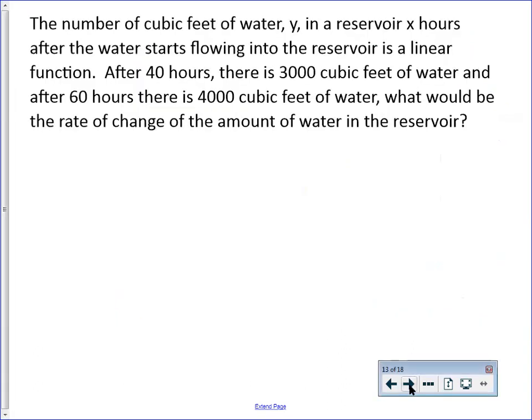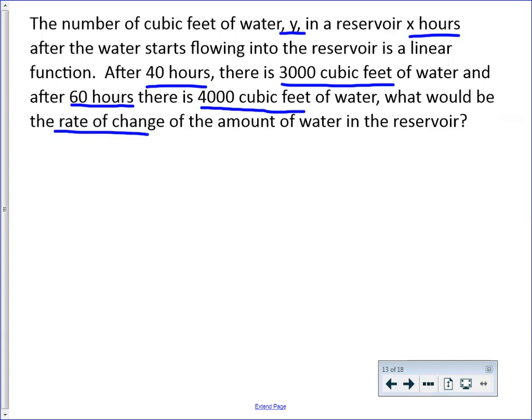All right, we got this word problem. The number of cubic feet of water, Y, in a reservoir, X hours after the water starts flowing into the reservoir, is a linear function. After 40 hours, there are 3,000 cubic feet of water, and after 60 hours, there are 4,000 cubic feet of water. What would be the rate of change of the amount of water in the reservoir?